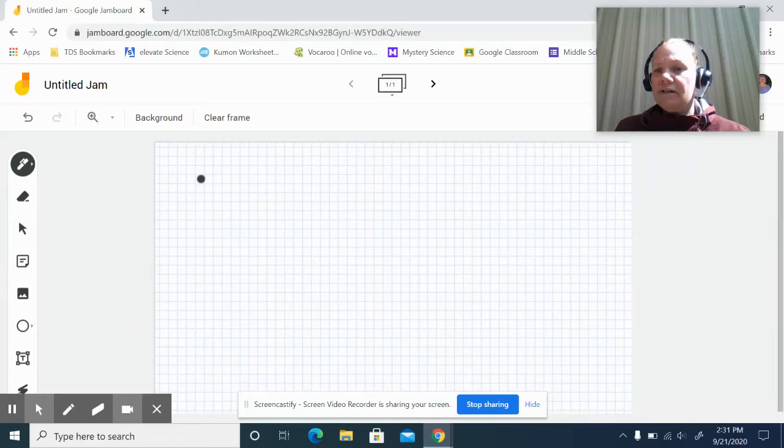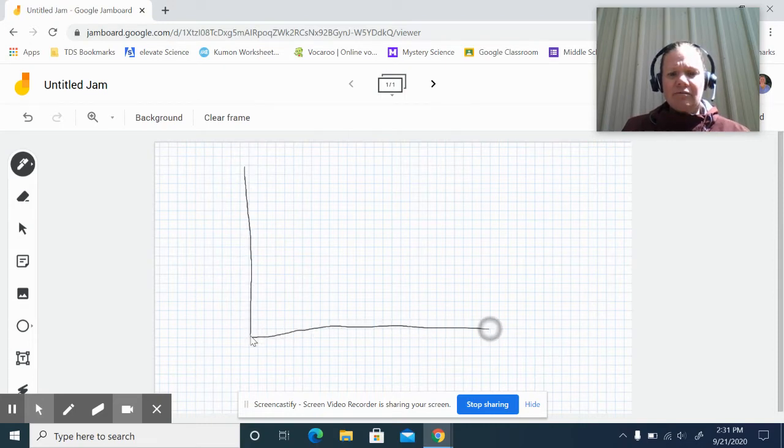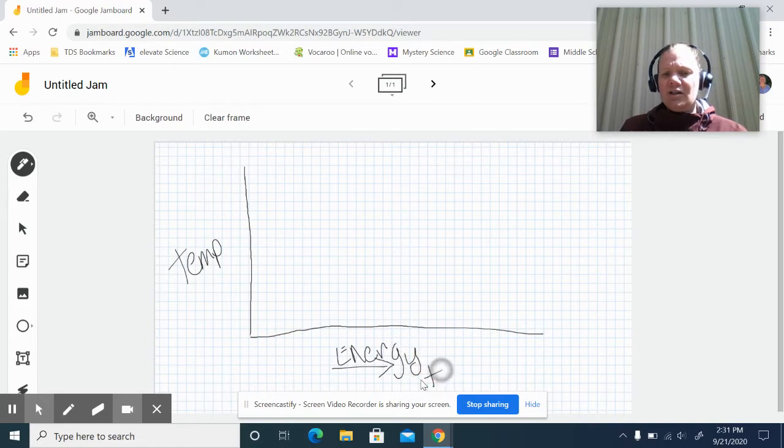All right, so what we're going to take a look at is how to draw a heating and cooling curve. So first off, we have to have our axes. On this side over here is going to go the temperature. And down here you can think of this kind of like time or the amount of energy that we're putting into a system. So energy or time.